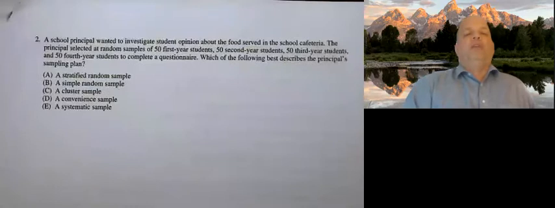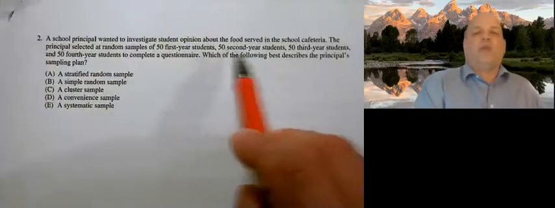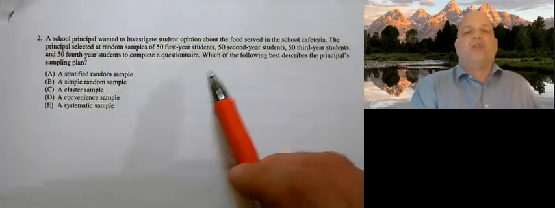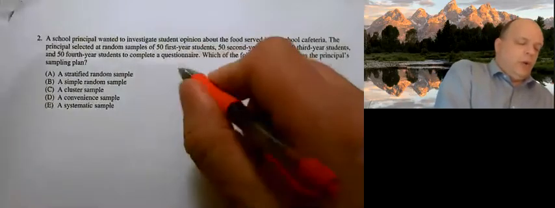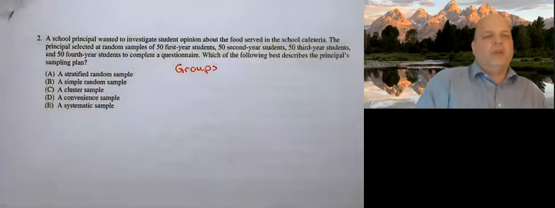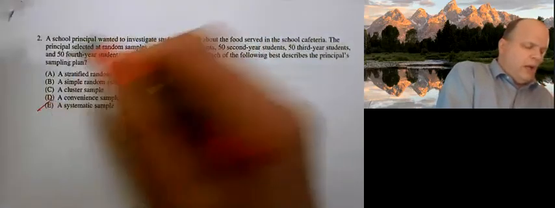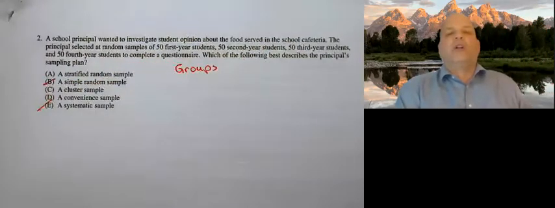A school principal wanted to investigate student opinion about the food served in the school cafeteria. The principal selected a random sample of 50 first-year students, 50 second-year students, 50 third-year students, and 50 fourth-year students. So basically, we have freshmen, sophomores, juniors, and seniors to complete a questionnaire. Which of the following best describes the sampling plan? So we basically chose groups. Anytime you choose groups, you know it's either going to be stratified or cluster. As soon as you choose groups, it's going to be stratified or clustered.